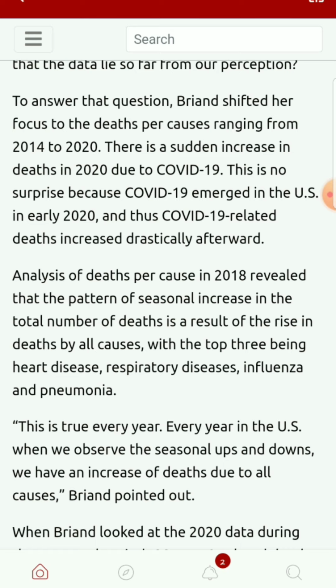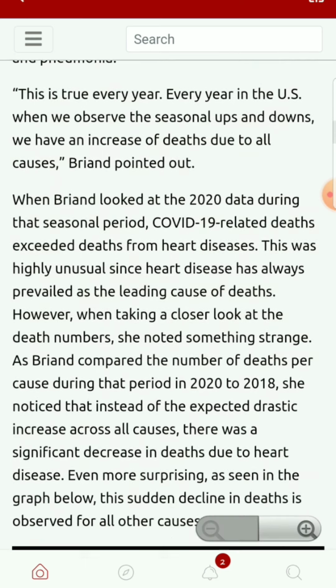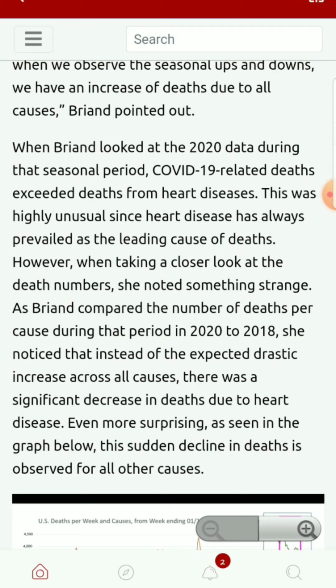This is no surprise because COVID-19 emerged in the U.S. in early 2020, and thus COVID-19 related deaths increased drastically afterwards. Analysis of deaths per cause in 2018 revealed that the pattern of seasonal increase in the total number of deaths is a result of the rise in deaths caused by all causes, with the top three being heart disease, respiratory disease, influenza, and pneumonia.